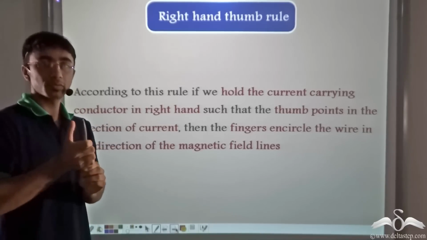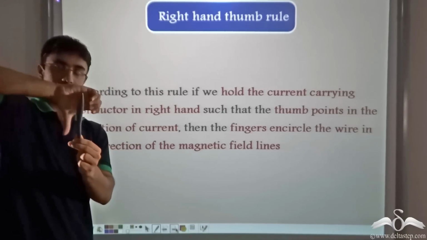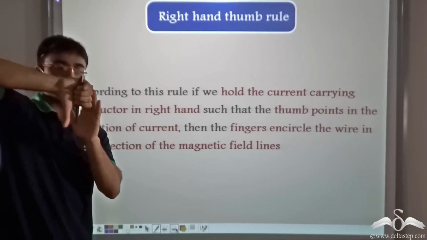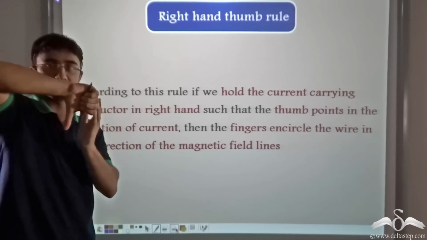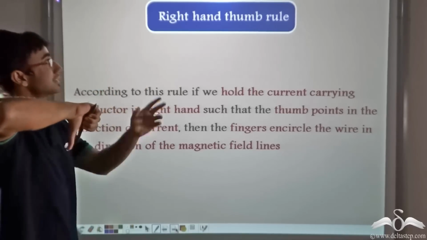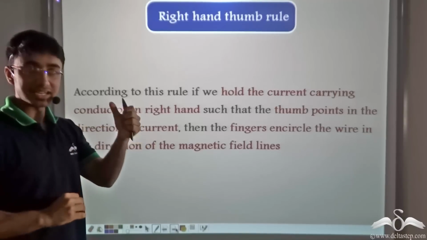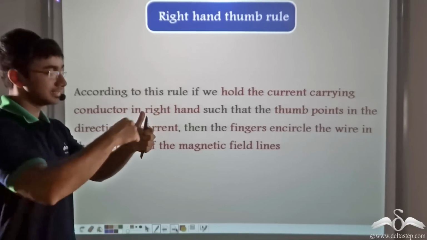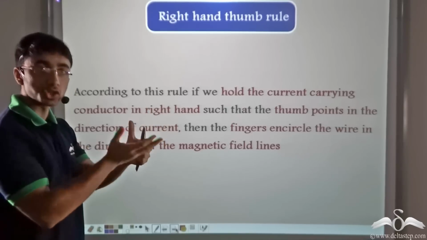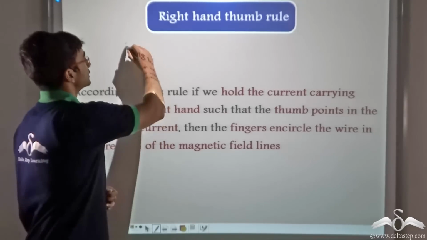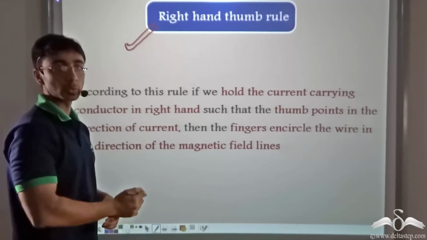So let's say current was flowing from top to bottom. So in that case, I need to hold it like this, and the direction of magnetic field lines will be as given by the curl of my fingers. Now you will notice that the right hand thumb rule is so because if you hold it in the left hand and do the same, the direction given by the curl of your fingers will be opposite, and that will be wrong. So this is why the rule is known as the right hand thumb rule, and that is very important to remember when applying it.